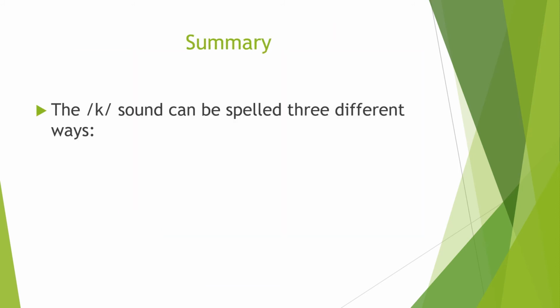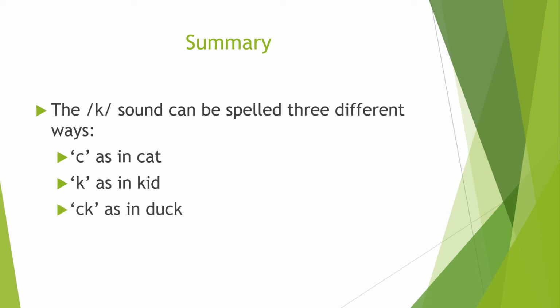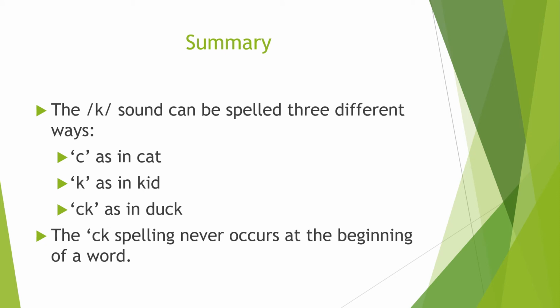The K sound can be spelled 3 different ways. Do you remember what they are? The K sound can be spelled C as in cat, K as in kid, or CK as in duck. Remember, the CK spelling never occurs at the beginning of a word, only ever at the end or in the middle of long words.